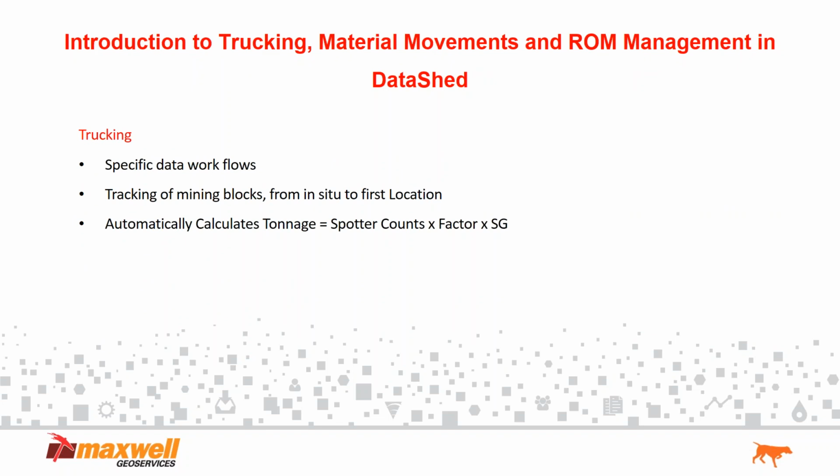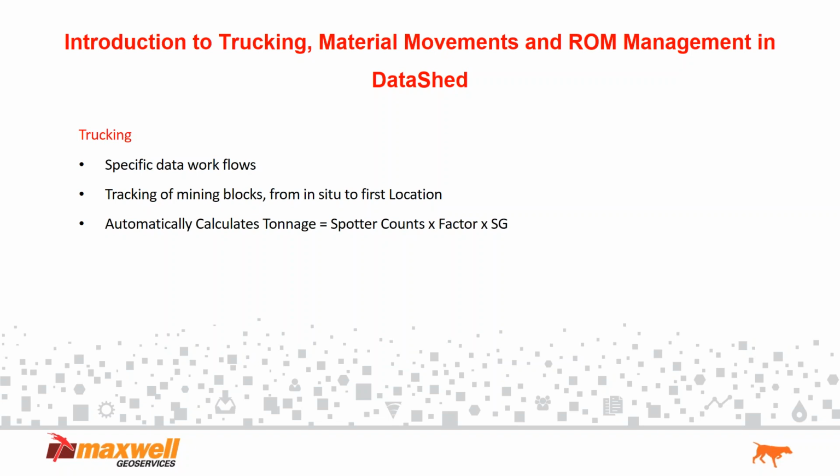So let's look at trucking. Trucking within the production module is tracked by specific data workflows. Trucking, by definition in the module, is a movement by machinery or truck from in situ to its first drop point or location. So this could be a stockpile, it could be a holding area underground, or it could even be direct mill feed. Specific libraries track the machinery and its truck factors, and because we record that in the library, this enables accurate rolling reconciliation reporting.